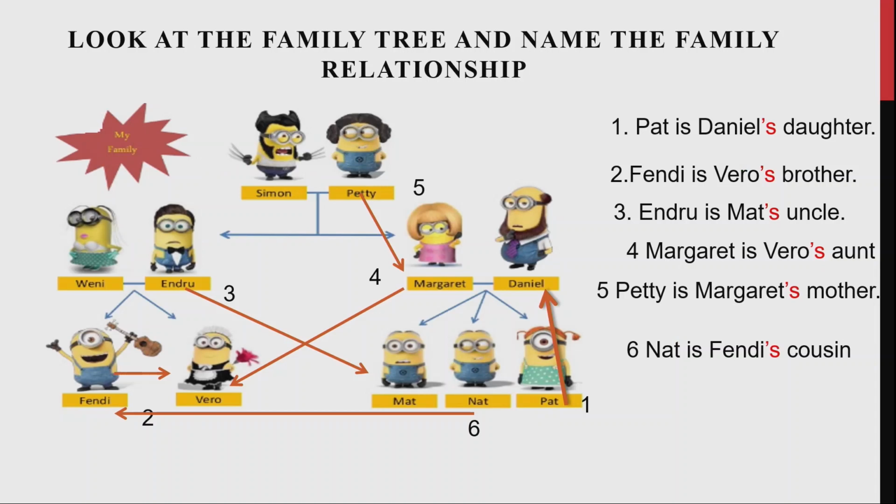Okay children, good job. Now look at the picture again and read the sentence together. Let's repeat the sentences. Pat is Daniel's daughter. Fendi is Vero's brother. Andrew is Matt's uncle. Margaret is Vero's aunt. Patty is Margaret's mother. Matt is Fendi's cousin. Here apostrophe s says possessive. Whose cousin? Whose mother? Margaret's mother. Fendi's cousin. Now children, open your books to page 30 and say, are the sentences true or false? Looking at the picture.